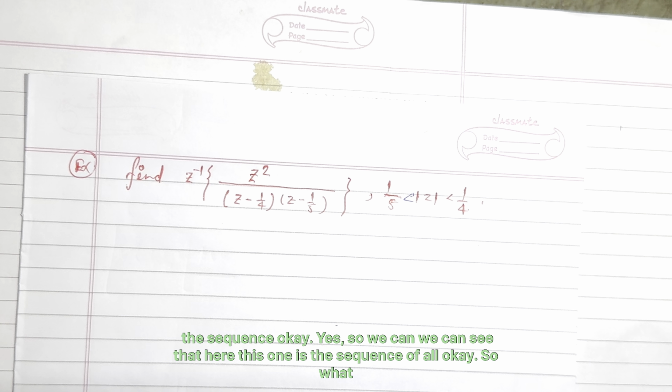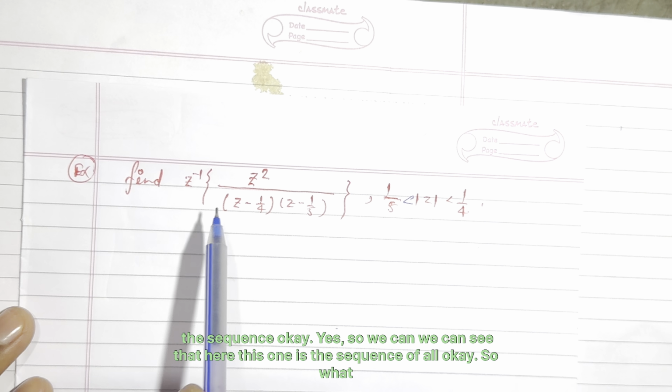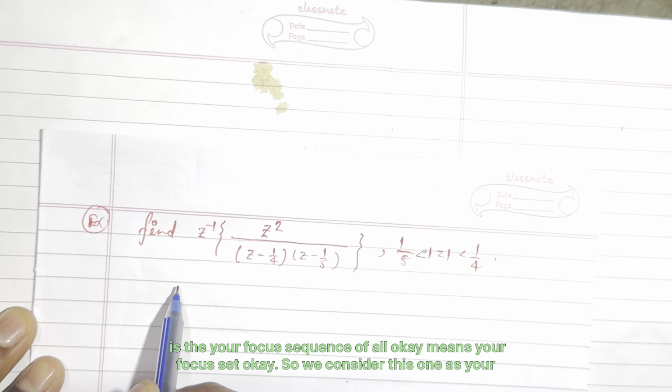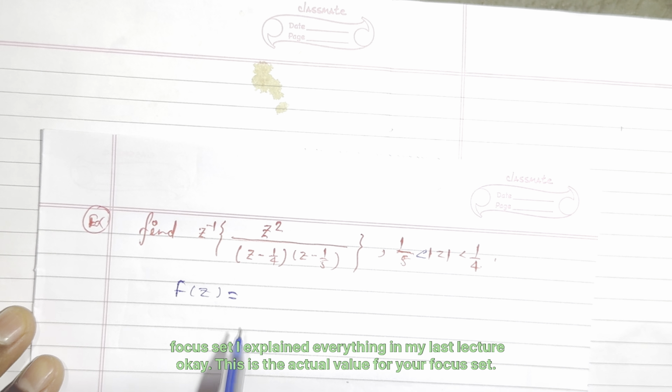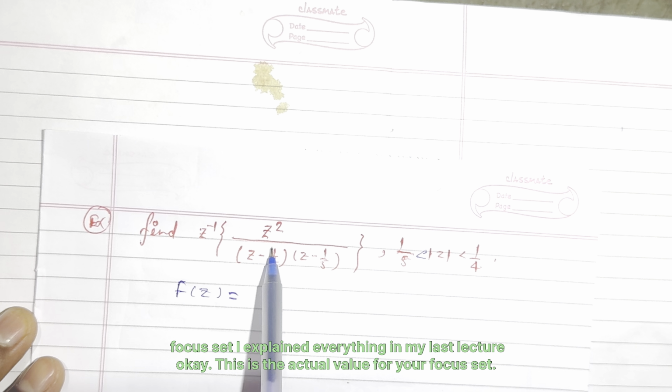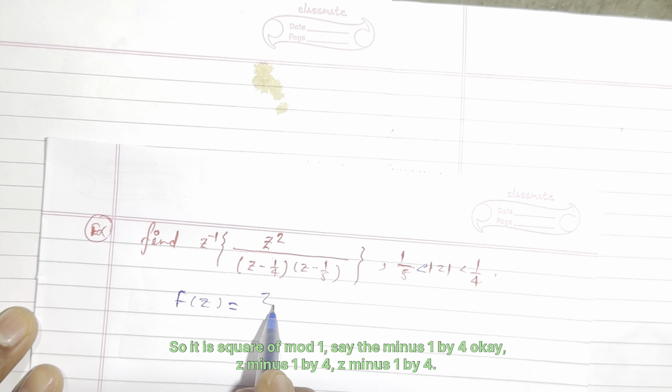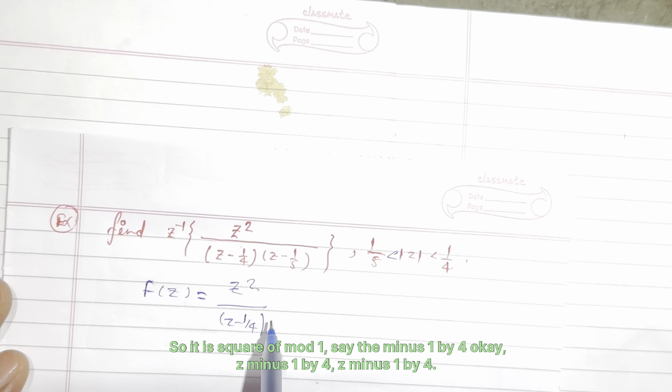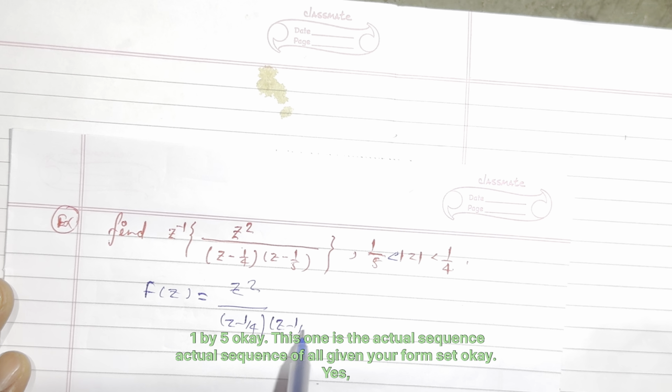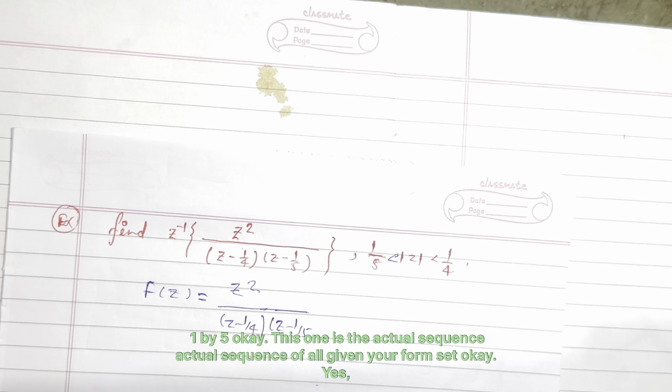We can see that this one is the sequence f of k, which means f of Z. We consider this as f of Z. I explained everything in my last lecture. This is the actual value of f of Z: Z square upon Z minus 1 by 4, Z minus 1 by 5. This is the actual sequence of our given f of Z.